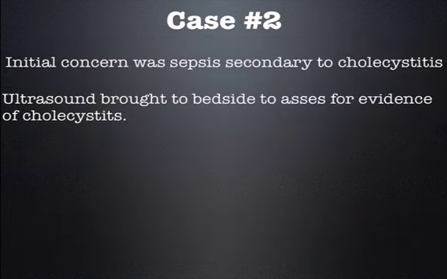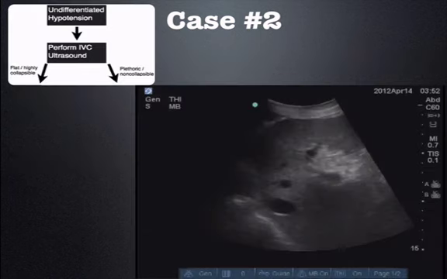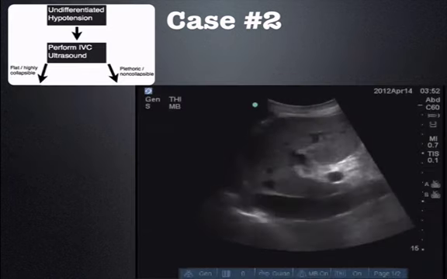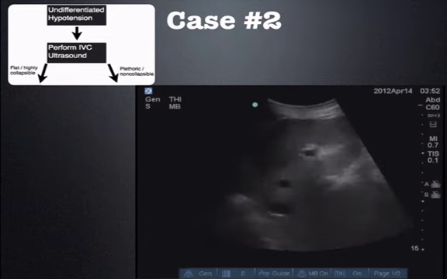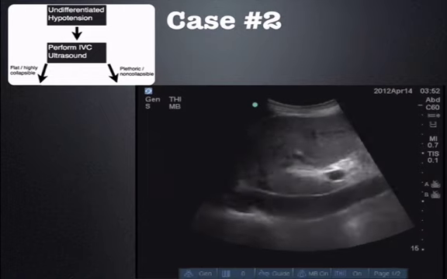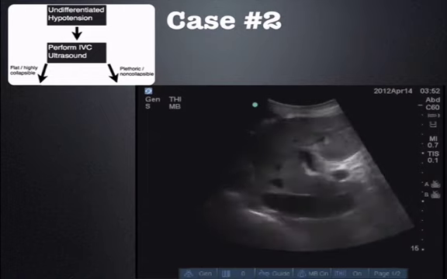Initial concern was sepsis secondary to cholecystitis. Ultrasound was brought to the bedside to assess for evidence of cholecystitis. While looking for the gallbladder, this is what we saw. So here you can see a plethoric non-collapsible IVC. Could this be an obstructive shock case?